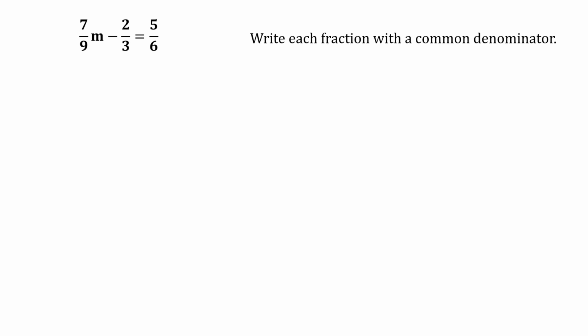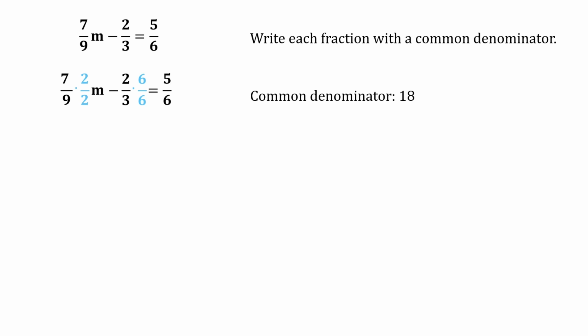So for 9, 3, and 6, that common denominator is 18. And I'm going to write equivalent fractions with that denominator. So for the 7/9, I'm going to multiply both the top and the bottom by 2. For the 2/3, I'm going to multiply the top and the bottom by 6. And for the 5/6, I'm going to multiply the top and the bottom by 3. That's going to give me 14 over 18m minus 12 over 18 equals 15 over 18.